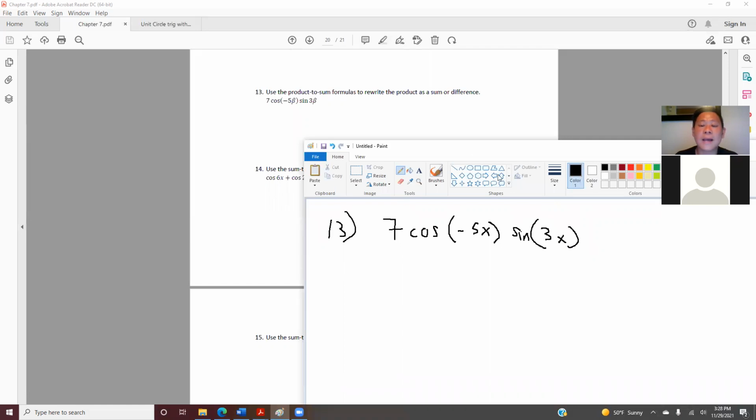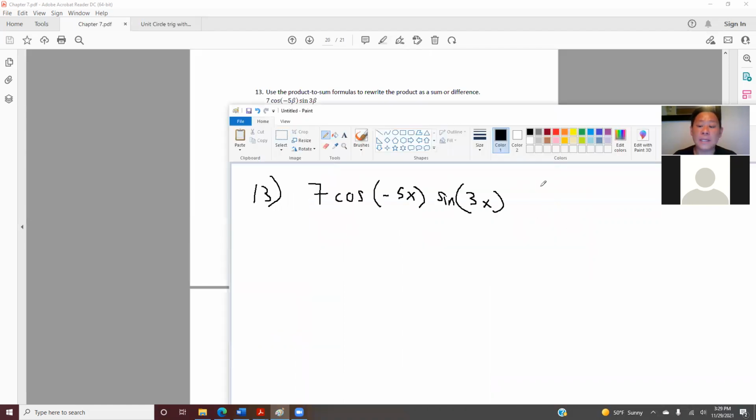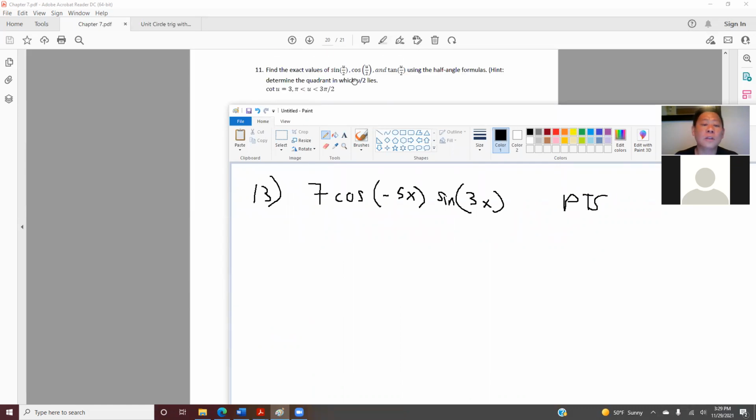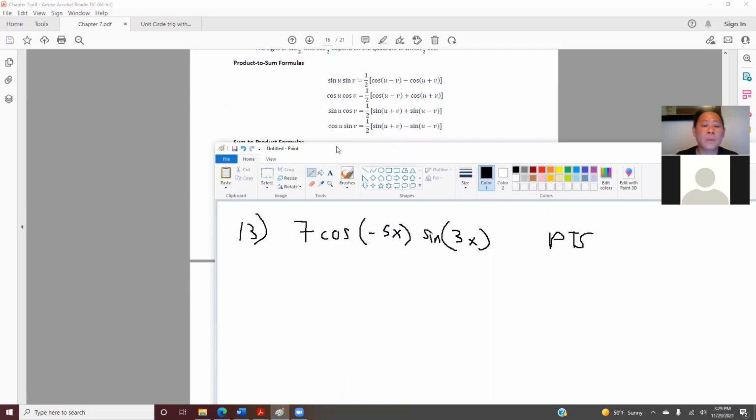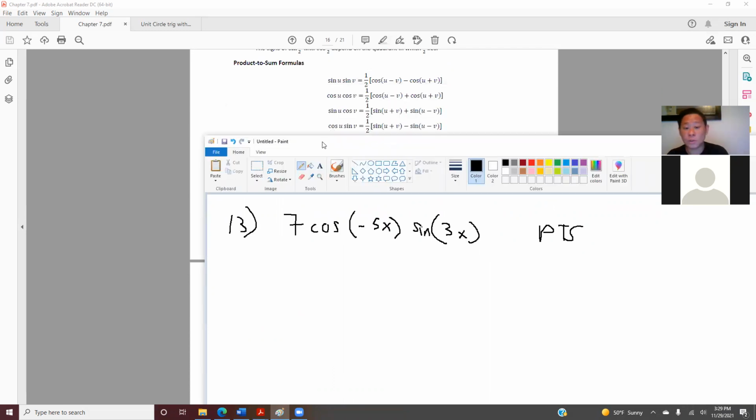The question here is asking us to use the PTS, product to sum. So now you need to use the PTS, but PTS comes with 4 formulas. Which formula should we use for product to sum? Is that number 1? Is that number 2? Number 3? Number 4?